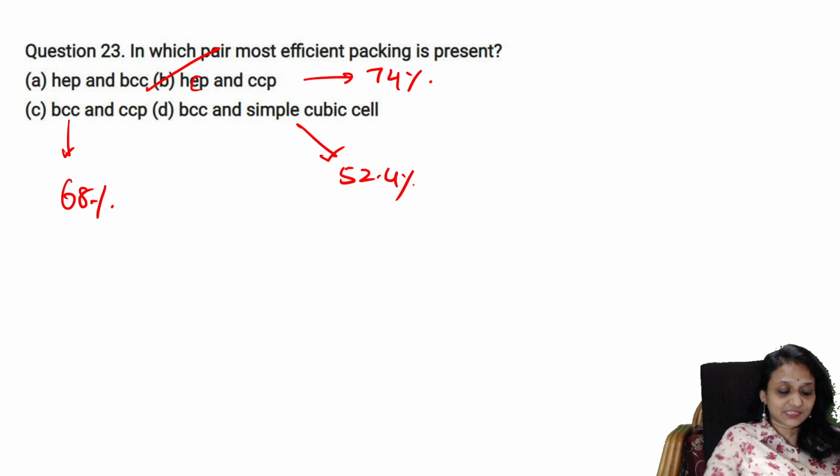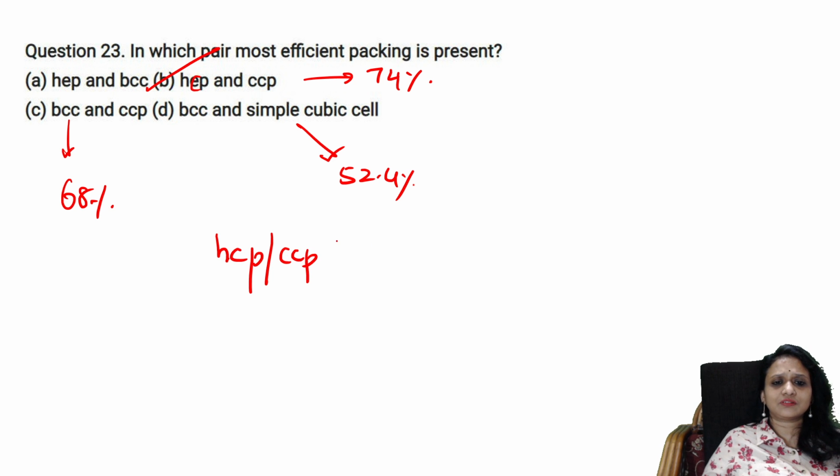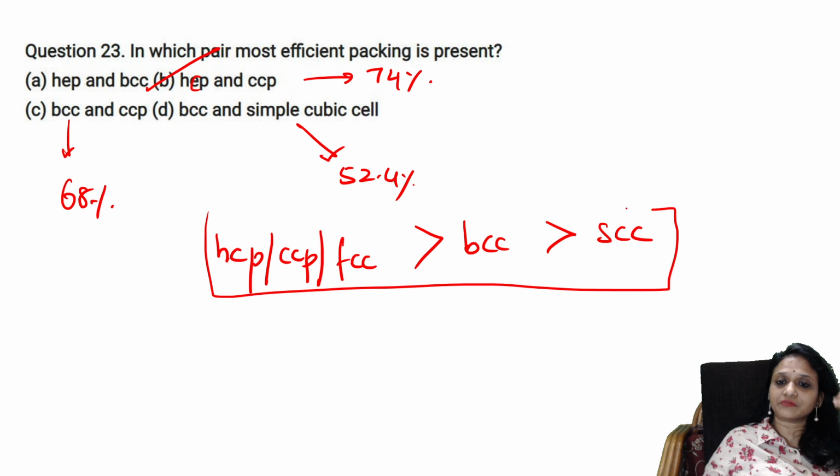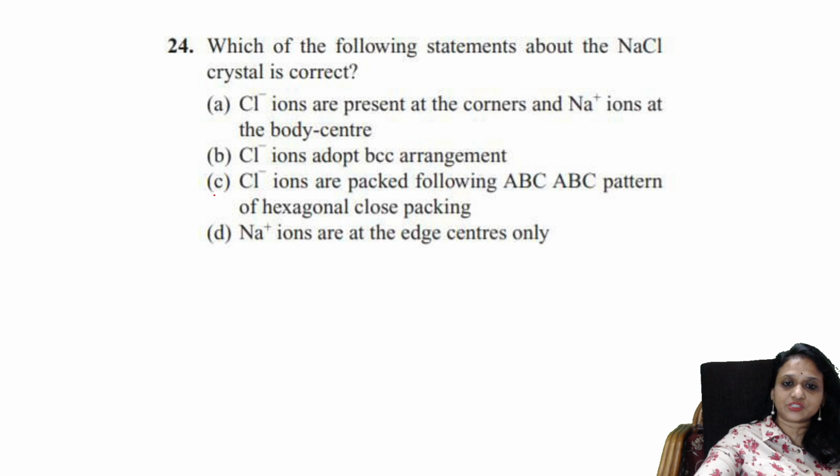When we see the packing of these, here maximum, always remember HCP or CCP or FCC is maximum. Then comes BCC, then comes simple cubic. Okay, so remember these perfectly. Understand. Question number 25.